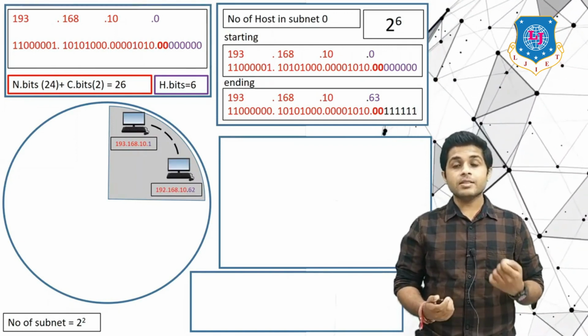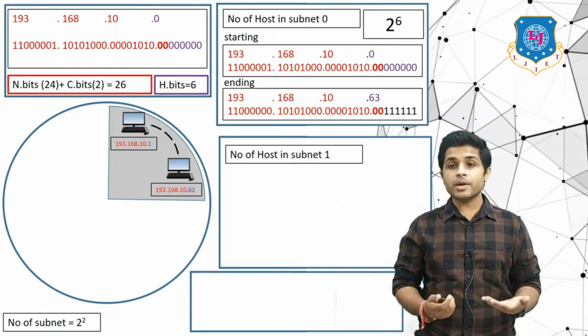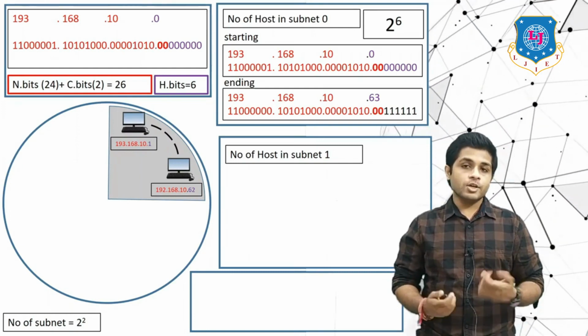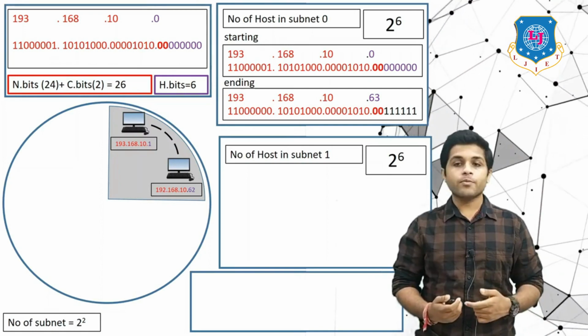Now let's see the subnet 1. How many hosts will be there in the subnet 1? The size of the host bits is 6, so there will be 2 raised to 6 hosts in the subnet 1.